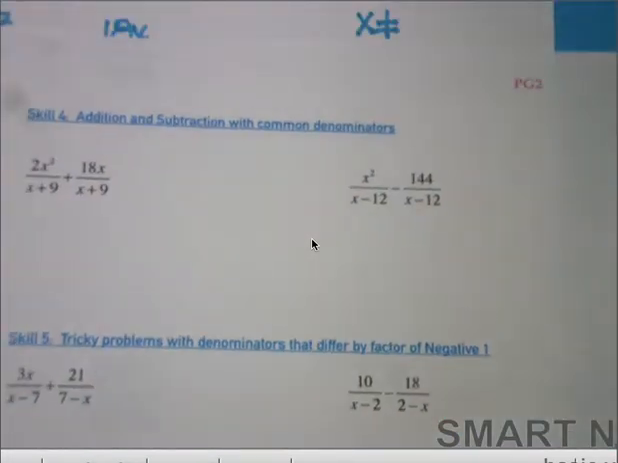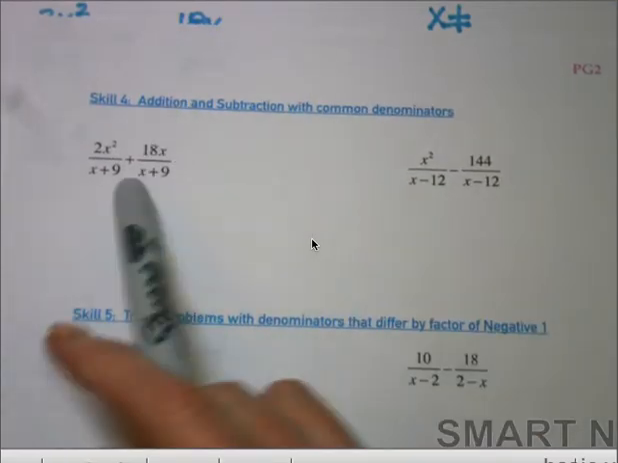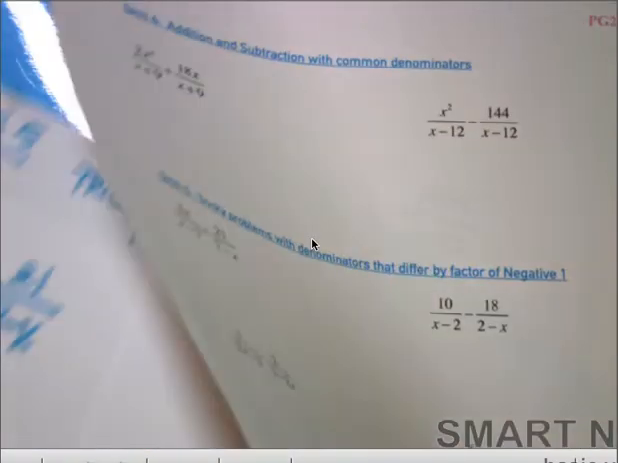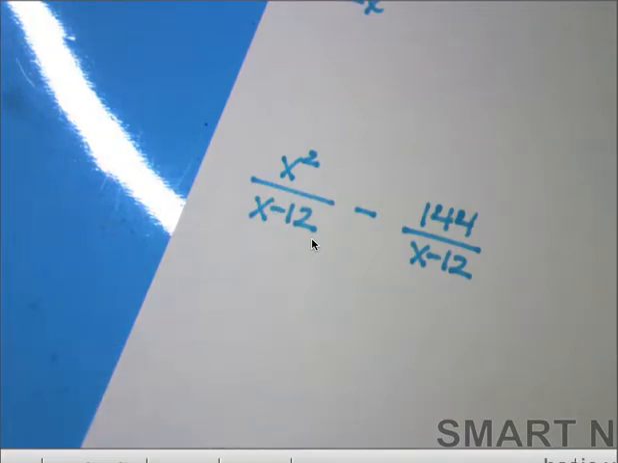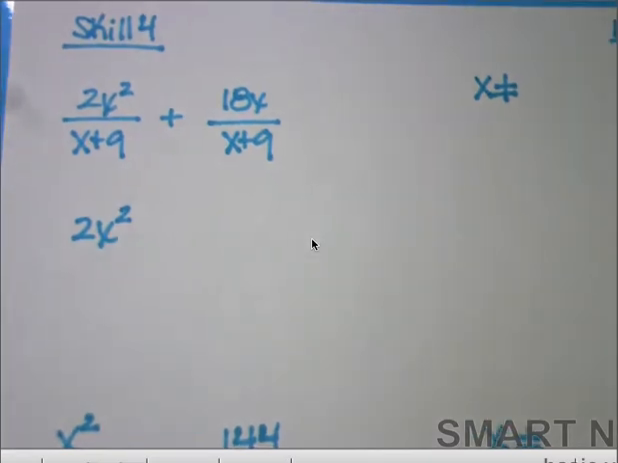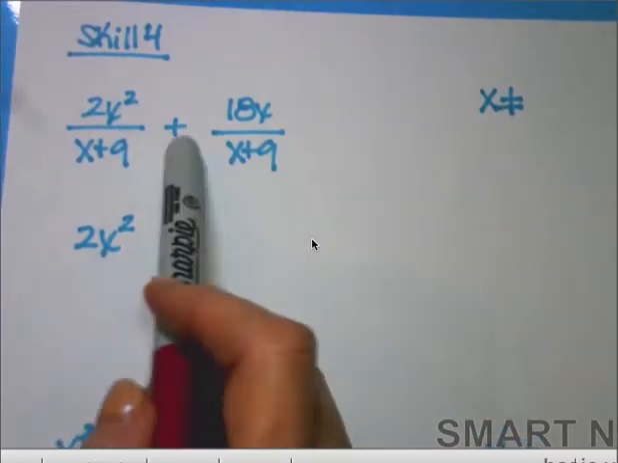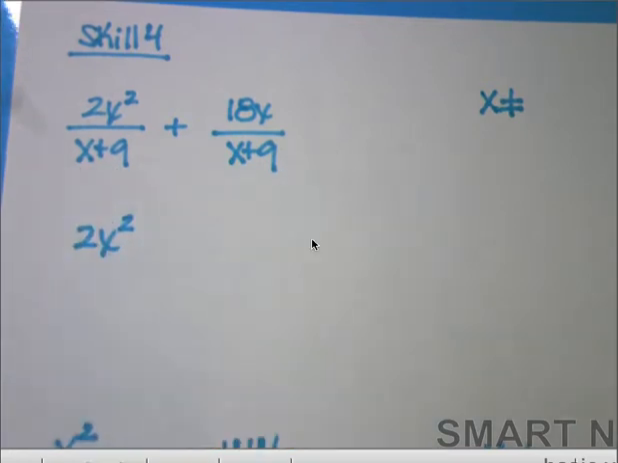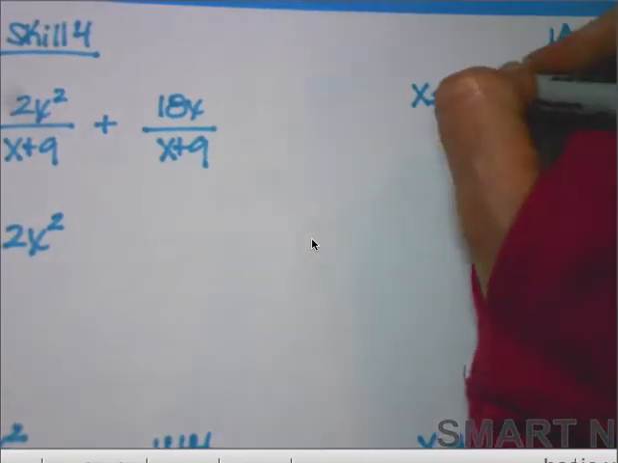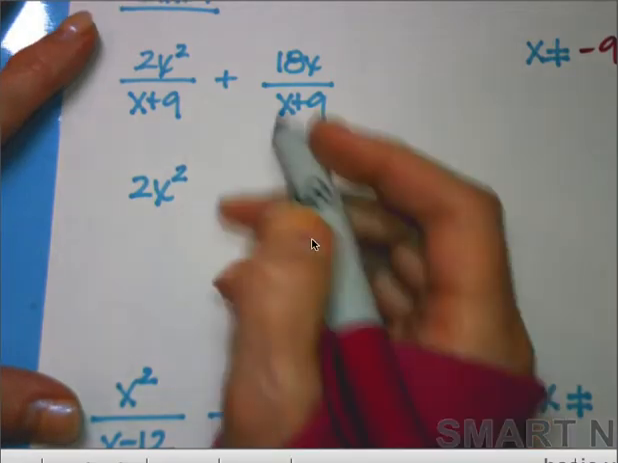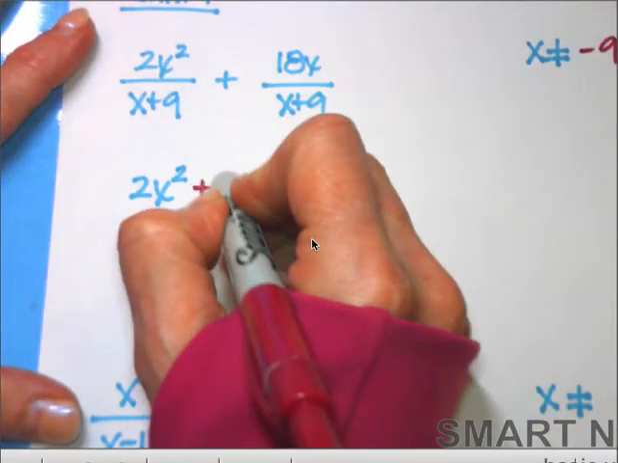So I'm going to start with skill number 4. I've got both problems copied on a separate sheet of paper. So let's go ahead and get started. I'm adding rational expressions together where I already have a common denominator. In the first example, you can see that they both have a denominator of x plus 9. So my only excluded value is -9. X cannot equal -9.